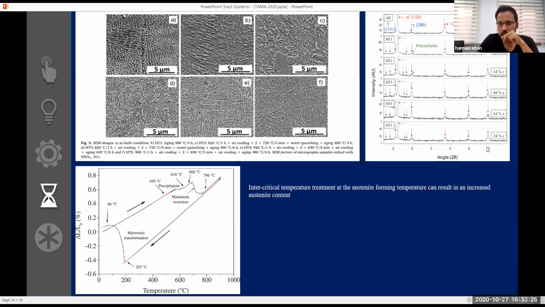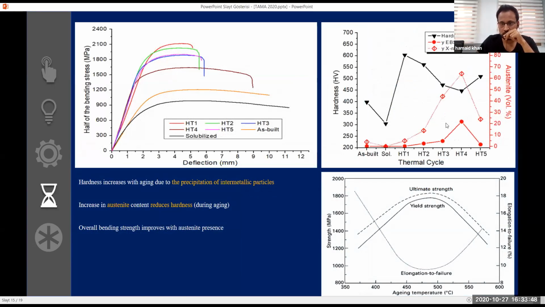If you look here, the austenite concentration was increased from 4 up to 64%. Although the presence of austenite is negative to the hardness because it is reducing the hardness of the component, however, the overall bending stress was found improving because it improved the ductility. For example, if you look at this diagram, which we have already shown before, these are different intercritical temperature treatments during the aging. You can see the austenite concentration on the graph. As you are increasing the austenite concentration, there are different measuring techniques. One we measured using EBSD, the other using X-ray diffraction.